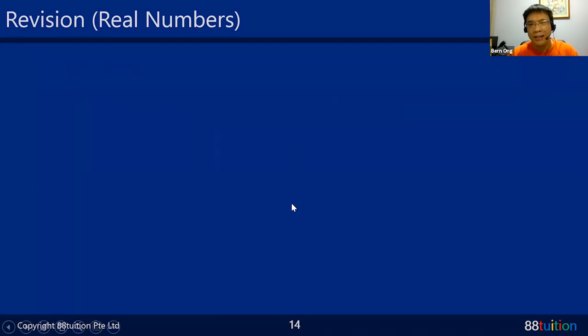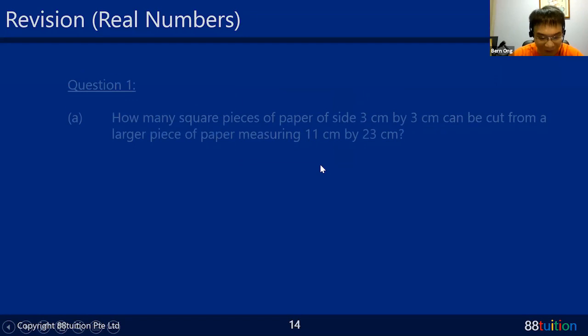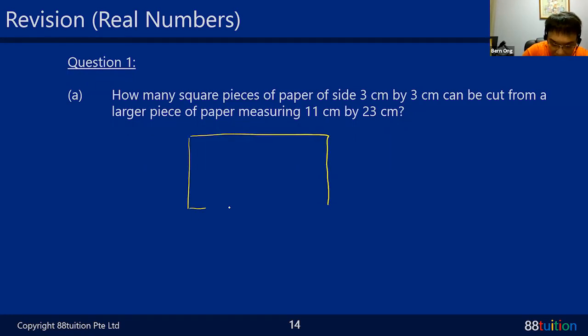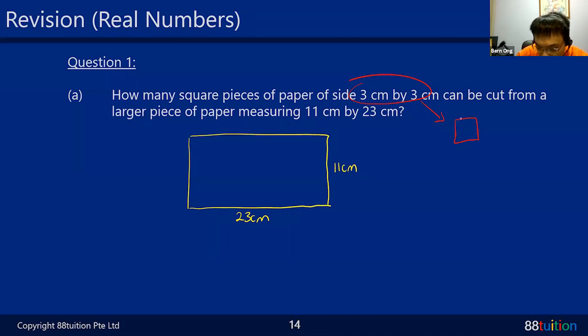Okay, that's 1 minute. Again, this question, primary 5, I got C before. I've been teaching this in primary 5 also. Actually, I'm very careful. I do it in primary 4. It was in the video. Okay. So how many square pieces of side 3 cm can I cut from a larger piece of paper? So I got this larger piece of paper, and this larger piece of paper is a rectangle. It's 23 cm by 11 cm. Question is saying how many squares of side 3 cm, because 3 cm by 3 cm is a square, right? So how many of these 3 cm by 3 cm can I get from this yellow rectangle?